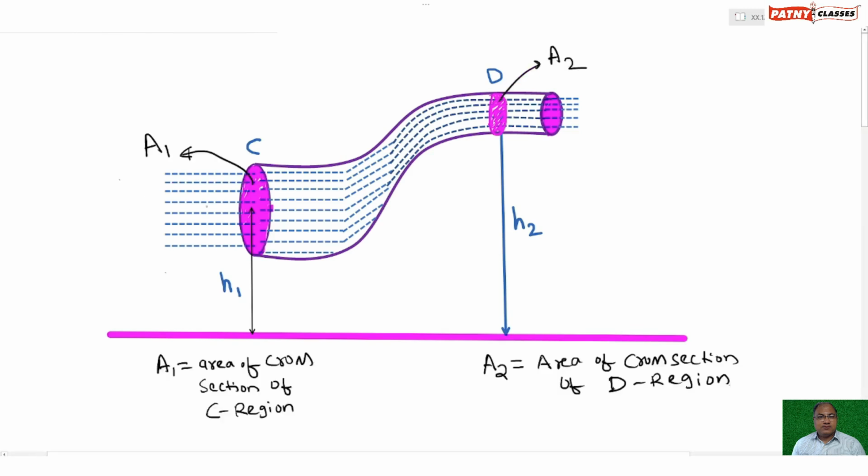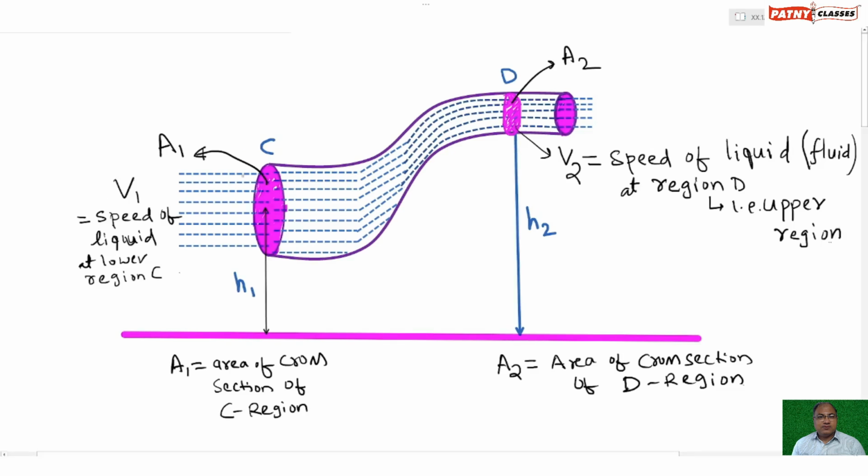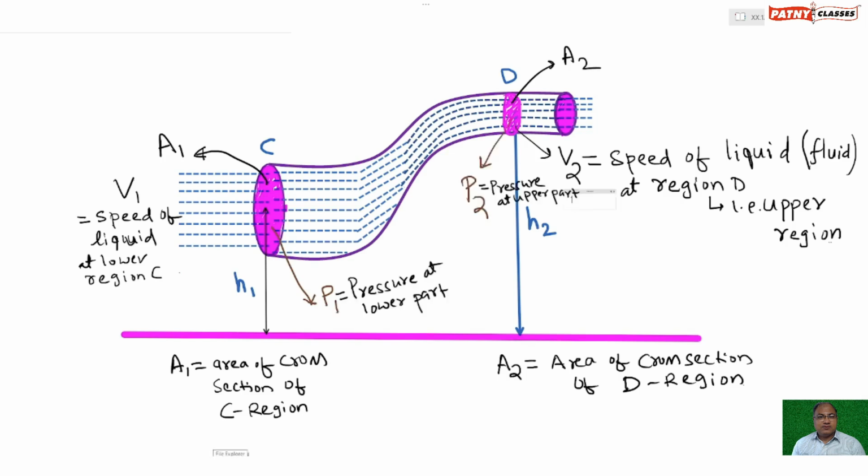Let A1 be the cross-sectional area of region C and A2 be the cross-sectional area of region D. Let V1 be the speed of the liquid at the lower region C and V2 be the speed of the liquid at the upper region D. Also, let P1 be the pressure of the fluid at the lower part and P2 be the pressure of the fluid at the upper part.